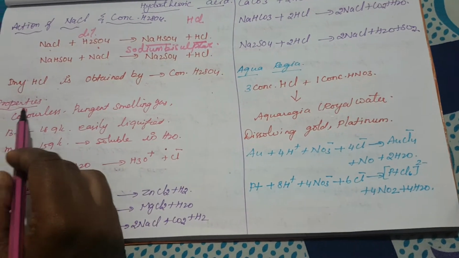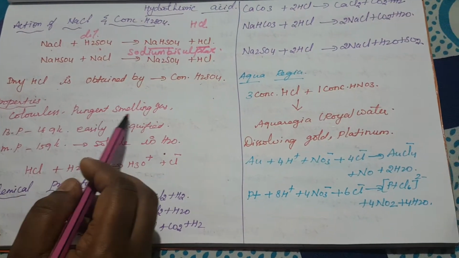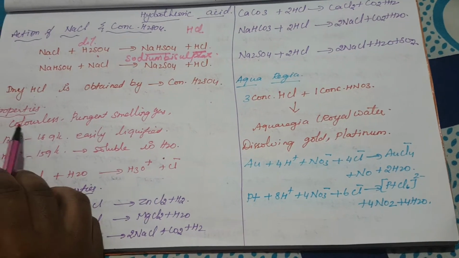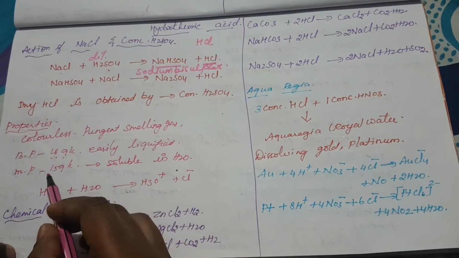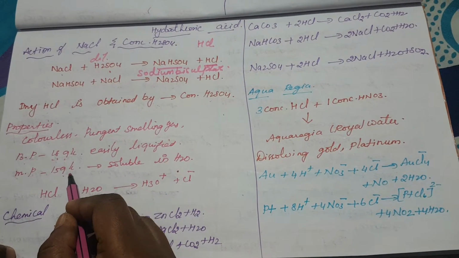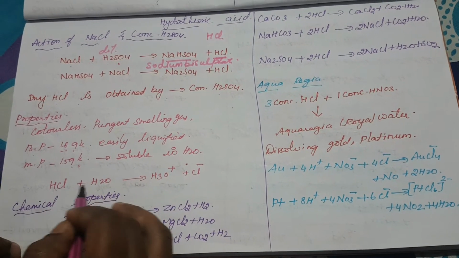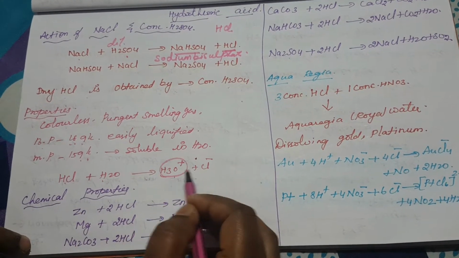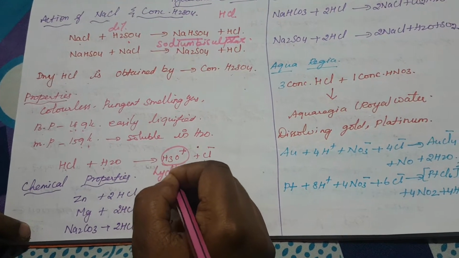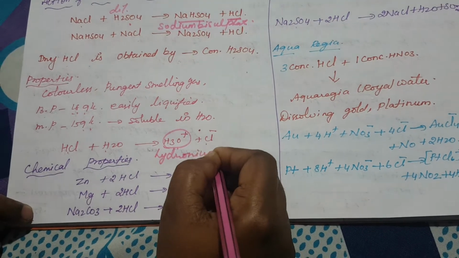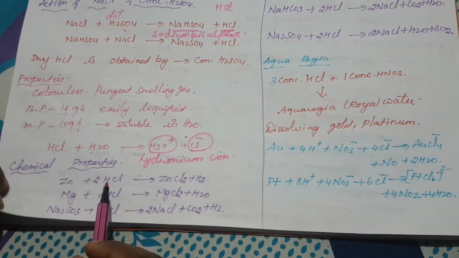The next one is the properties. Physical properties: it is a colorless, pungent smelling gas. The boiling point of hydrochloric acid is 189 Kelvin. It is easily liquefied. The melting point is 159 Kelvin. It is soluble in water, and when dissolved it forms the hydronium ion and chloride ion.